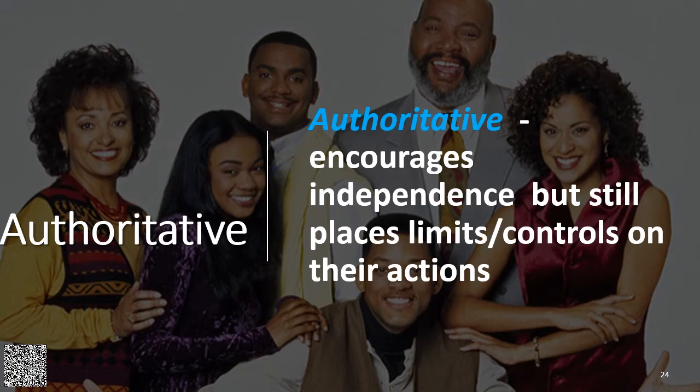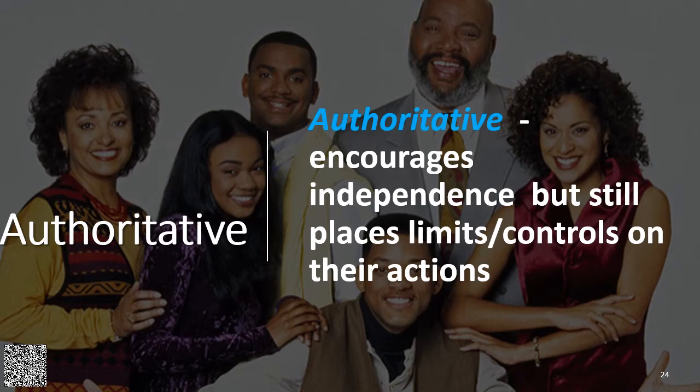Anyways, so authoritative parenting. Okay, so authoritative parenting encourages children to be independent, but still places limits and controls on their actions. Extensive verbal give and take is allowed. Parents are warm and nurturant towards the child. An authoritative parent might put their arm around the child in a comforting way and say, "You know, you shouldn't have done that. Let's talk about how you can handle that situation better next time." So again, the disapproval is packaged differently.